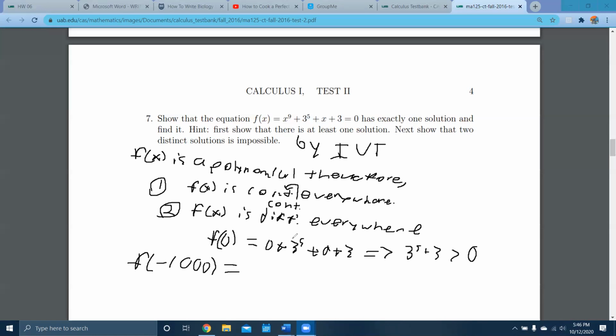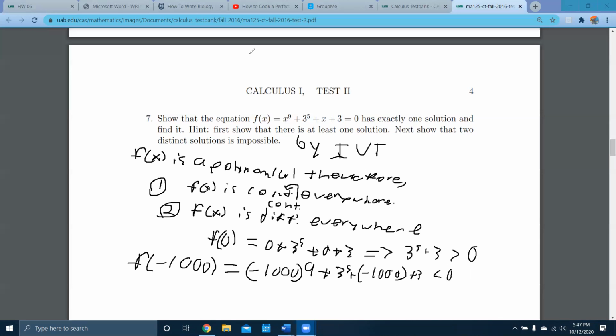And the reason why you're doing that, if this is greater than 0 and this is less than 0, then on that interval, somewhere in there, f of x is equal to 0, which means it has at least one solution. And if we plug this in, basically you get like negative 1,000 to the 9th plus 3 to the 5th minus 1,000 plus 3. And this is definitely less than 0.